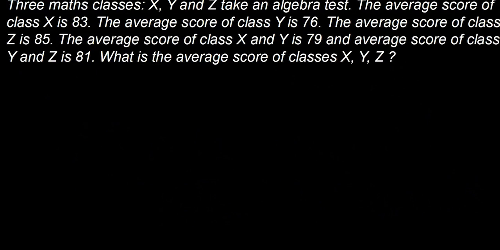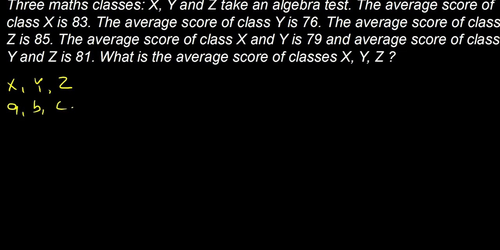This is an important one. ये बहुत बार आता है क्वेश्चन. तो I am not going to solve it completely, but I will tell you how we are going to solve it. There are three classes x, y and z of an algebra test. The average score of class x is 83. So let's say in this class x, y and z there are a, b and c people.